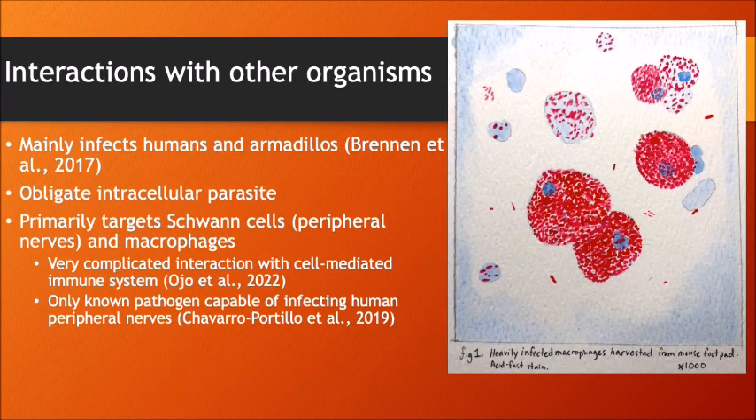I did not find much information about the interactions of this microbe with other microorganisms. However, it greatly interacts with its hosts, mainly humans and armadillos. It primarily targets Schwann cells, which wrap our nerves and help conduct nerve impulses, and macrophages, part of our cell-mediated immune system. Interestingly, it's the only known pathogen capable of infecting human peripheral nerves.